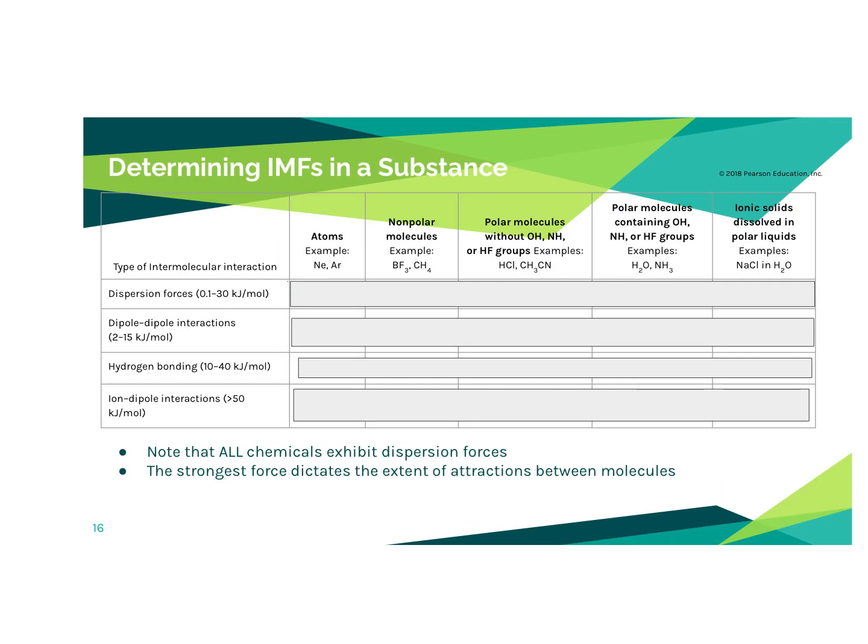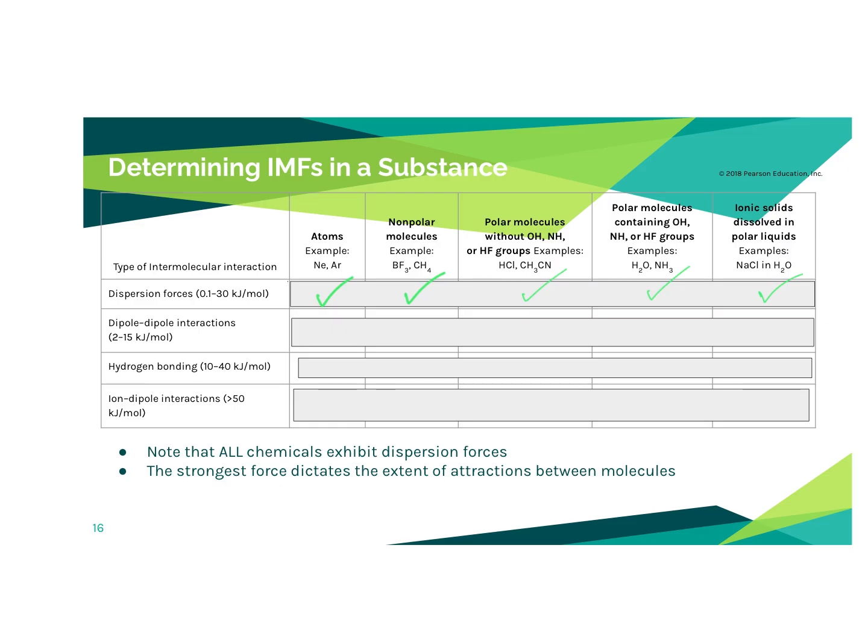So if we're thinking of all the IMFs together, because these don't exist on their own, they all exist together, we can look at all of our different groups of substances: atoms, nonpolar molecules, polar molecules without OH, NH, or HF groups, polar molecules that have those groups, and then ionic solids dissolved in liquids like sodium chloride dissolved in water. We can think of all of our different interactions. For dispersion forces, I had said on that slide, these exist in every single type of molecule. They're always going to be present. And so if you're wondering how many total IMFs are in a molecule, dispersion forces should always be there. There should always be at least one IMF in any molecule that we're studying.